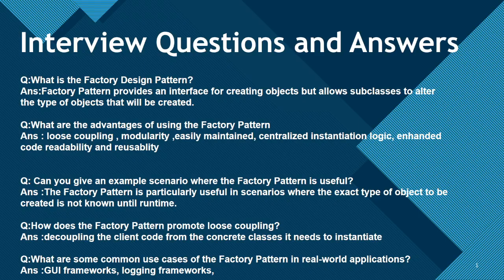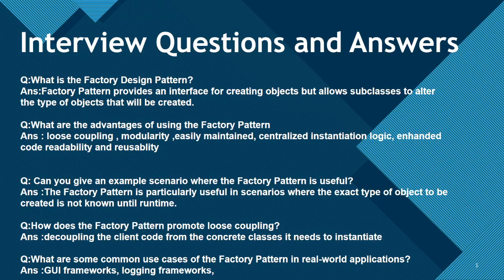The third question is, can you give an example of a scenario where the factory pattern is useful? Yes, the factory pattern is particularly useful in scenarios where the exact type of object to be created is not known until runtime. For example, consider a document editor application that can open different types of documents, for example, Word, PDF, etc. The type of document to be opened is determined by the file extension, which is only known when the user selects a file to open. Using the factory pattern, the application can delegate the creation of a specific document type to a factory class, which decides the appropriate subclass to instantiate based on the file extension.